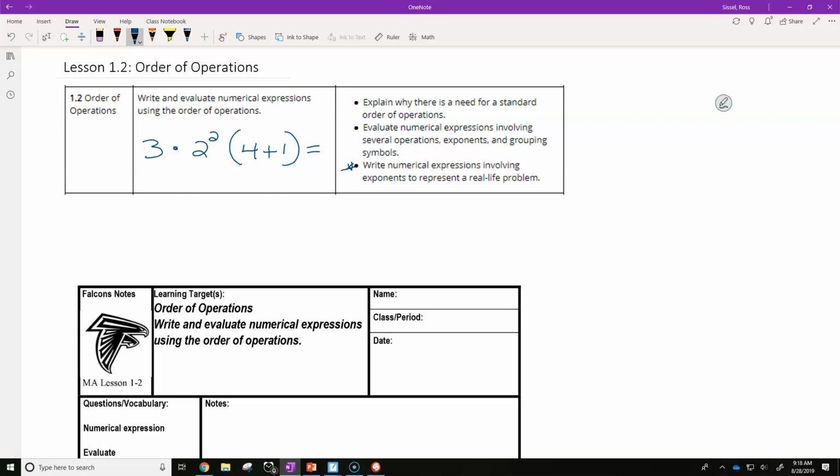But the first thing you have to be able to do today is tell me, why do we even care? Why do I have to have order of operations? Was it just something that teachers were like, hey, how else can we be mean to our kids? Oh, let's make them memorize a way to solve math. Is that why we did it? And the second is evaluate numerical expressions with several operations, exponents, and grouping. That's this example. So tell me, why do we do this?